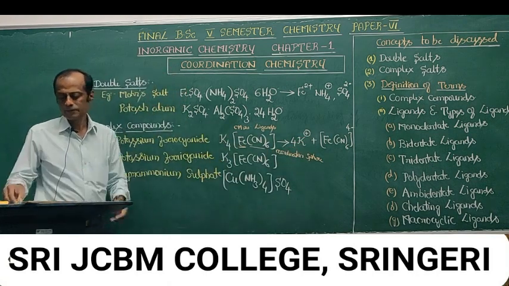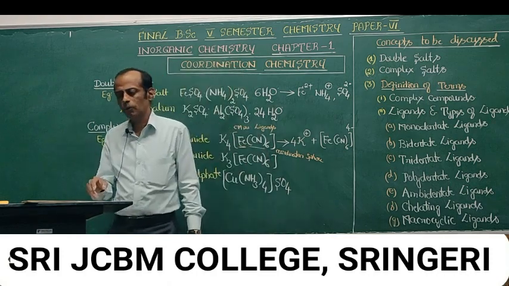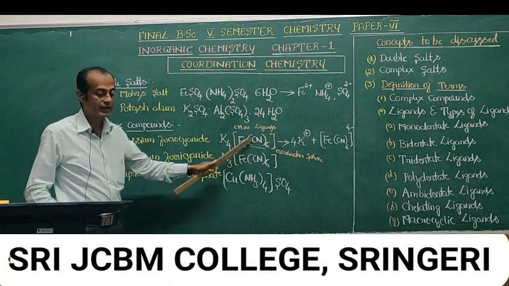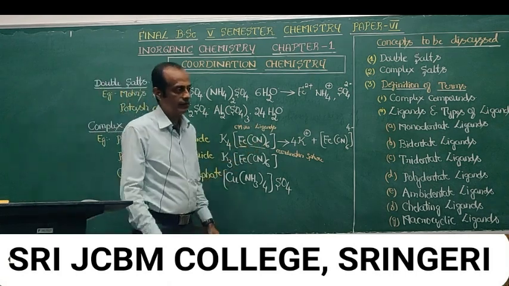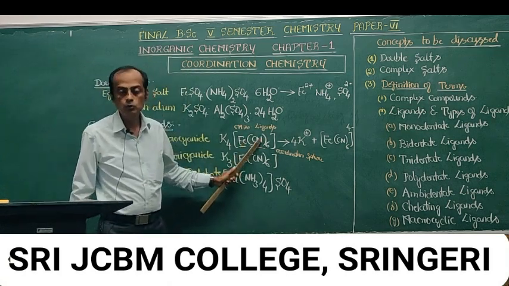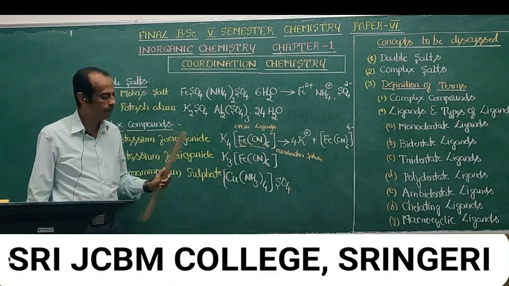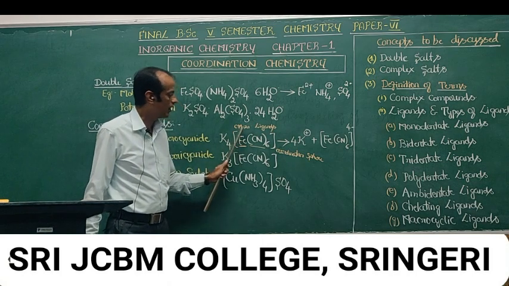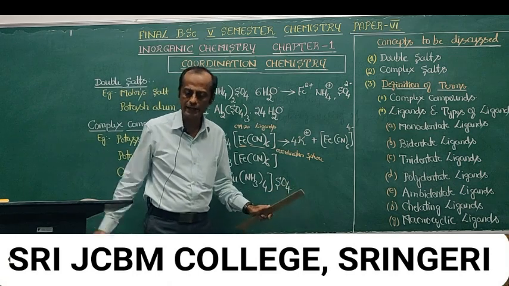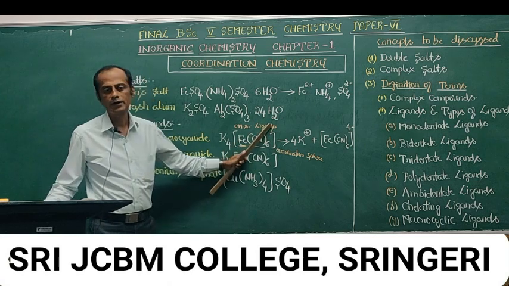Now let us consider what is a complex compound or what is a complex salt. A compound in which a central metal atom or central metal ion is surrounded by a definite number of atoms or ions or molecules through coordinate bonds is called a coordination compound.